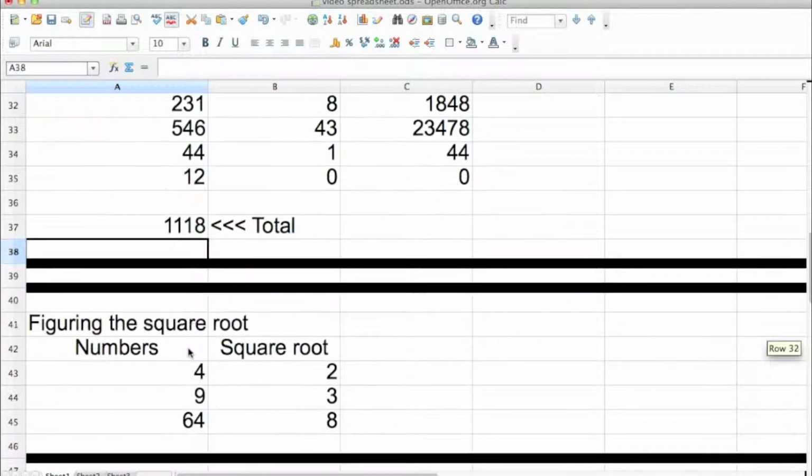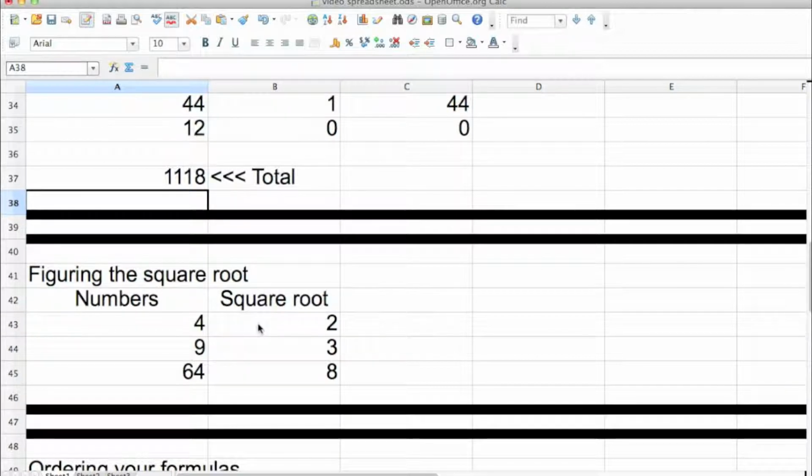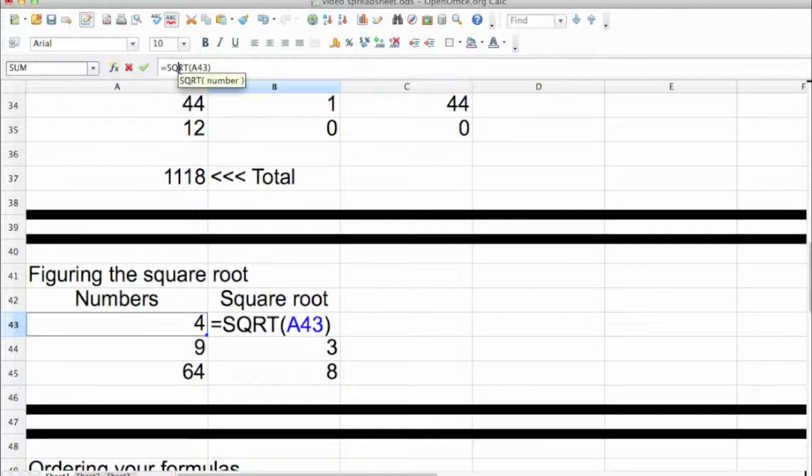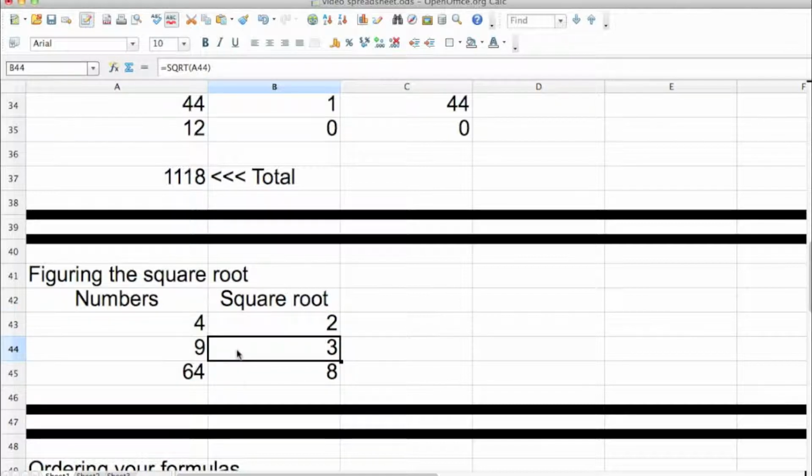Figuring out the square roots, easy. There's a formula for that. It's right there. So to figure out the square roots, I would use that equal sign again. A different command here, this one right here. Parentheses, and then I throw in the cell that I want to get the square root from. Right in there. Close it up. I get an answer. Of course, 2 is the square root of 4, 3 is the square root of 9, and 8 is the square root of 64.